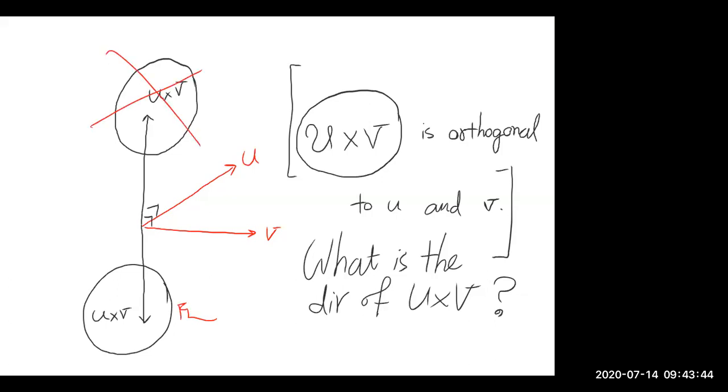And this is called the right-hand rule. Just be careful. If you use your left hand, you would end up with the other answer, and that would be the wrong answer. So here we should use our right hand in order to find u cross v.